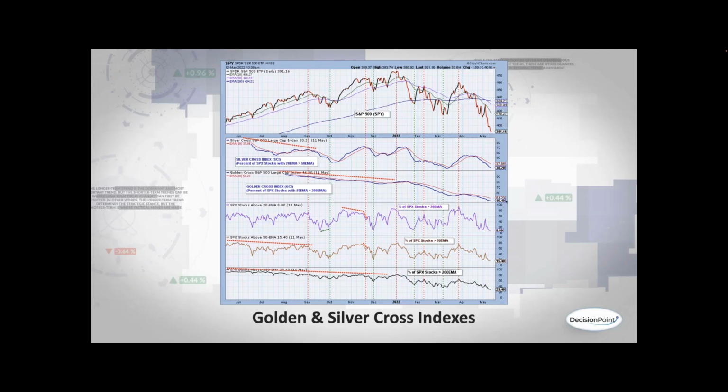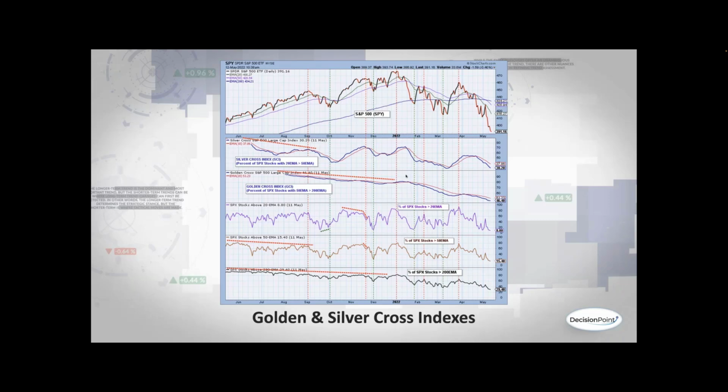And similarly with the golden cross index, you have the same idea where we compare the amount of stocks above their 200-day EMA. This is lower than the golden cross index, so you're not going to be able to continue to see the golden cross index move higher, because there are fewer stocks above their 50 and 200-day EMAs. And again, price needs to be above those in order to have a golden cross or to maintain a golden cross.